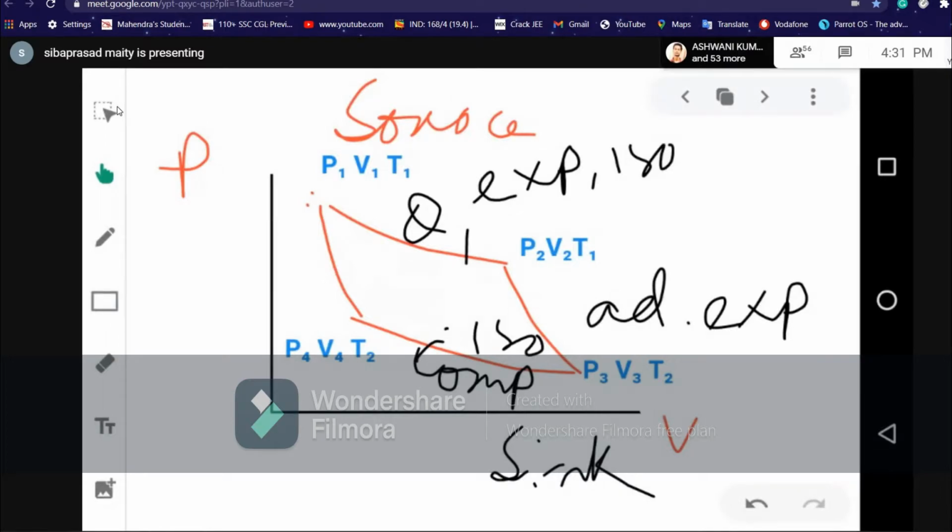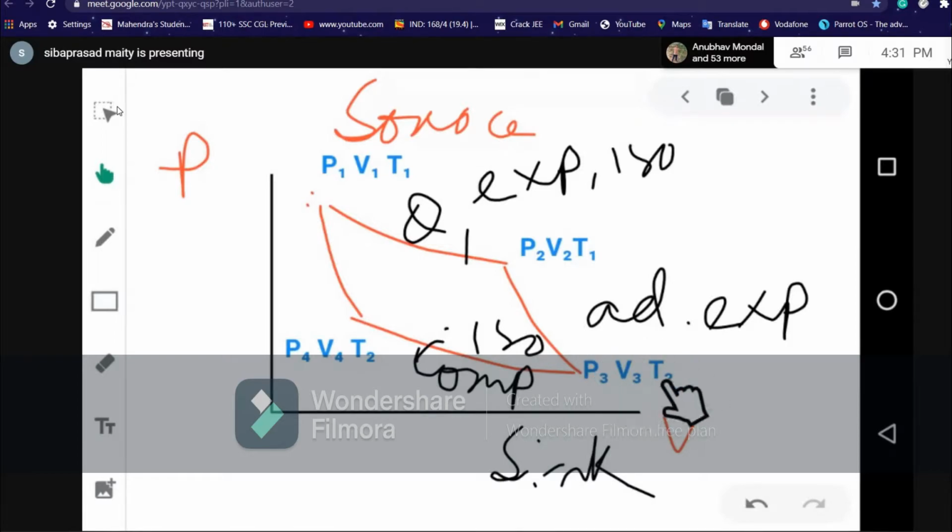Okay. Now through expansion, we reached at state P3, V3, T2. Now we thought that we have to go back to the previous stage, means P1, V1, and T1. That's why we started to compress the gas, because through expansion we came over here. Let us try to compress it.